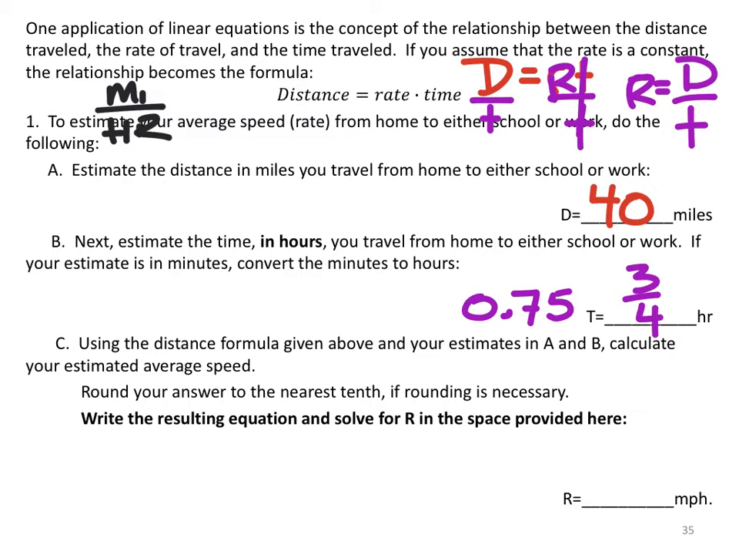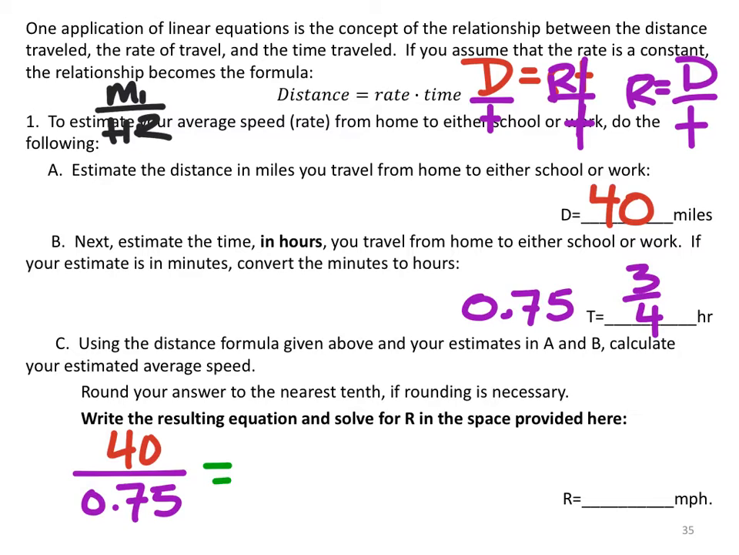Now, it says the rate equals, I'm sorry, I shouldn't read C. So using the distance formula given above and your estimates in A and B, calculate your estimated average speed. Round the answer to the nearest tenth if necessary. Now again, I would just look at this. I know it's miles per hour, and right up there, I know it was 40 miles in 0.75 hours. So it's 40 divided by 0.75. Again, you're just taking your miles and dividing it by whatever the time is for you. So 40 divided by 0.75, I don't know what that is.